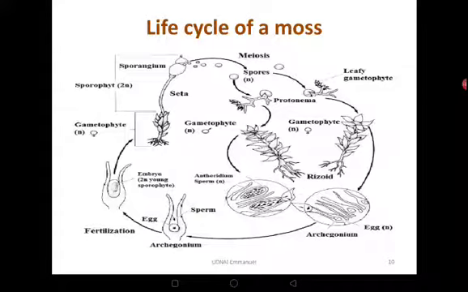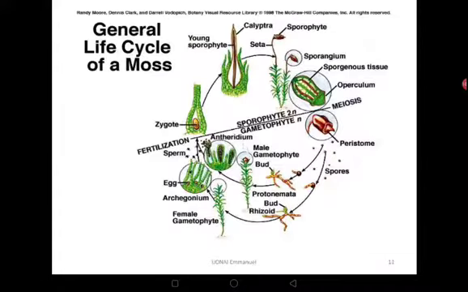That means meiosis has taken place in the sporophyte. For the sporophyte to produce haploid spores, it means meiosis has taken place in the sporophyte. So after meiosis, the spores will be released, and if the conditions are favorable, they will germinate into the protonema, which will eventually become the gametophyte, and then the cycle repeats itself. That's why it is called the life cycle.